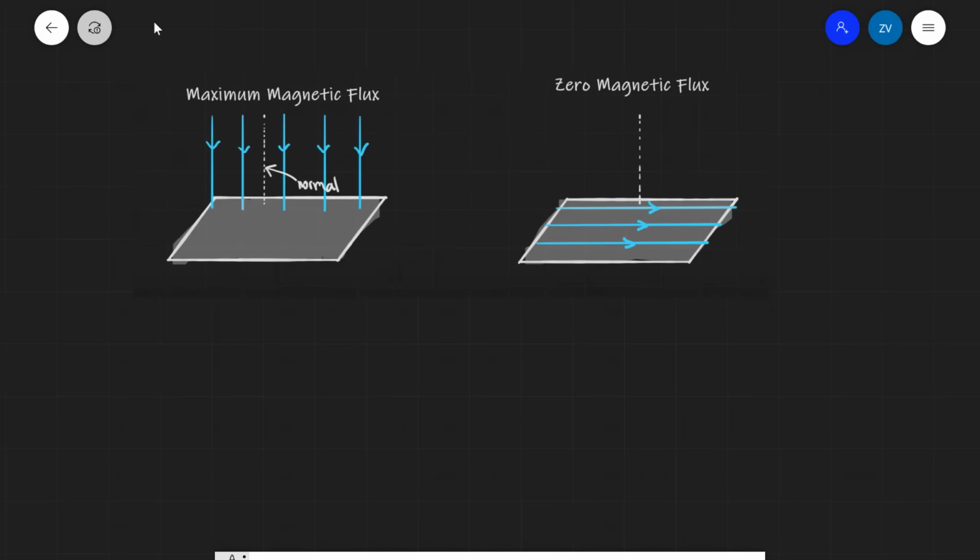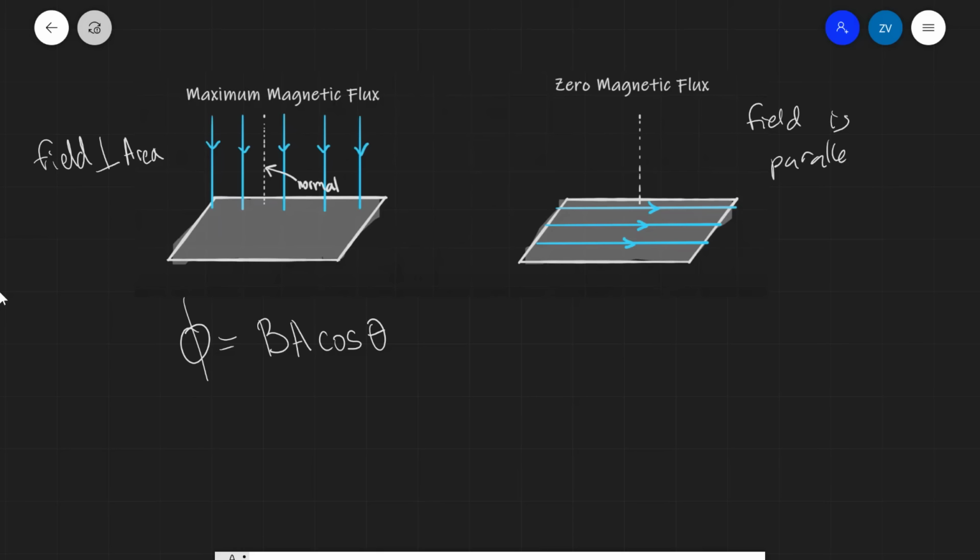Because our equation is that the magnetic flux is equal to BA cosine theta, we're going to have maximum magnetic flux when the field is perpendicular to the area. So in this case, the field is perpendicular to the area, and here the field is parallel to the area, which will be leading to zero magnetic flux.